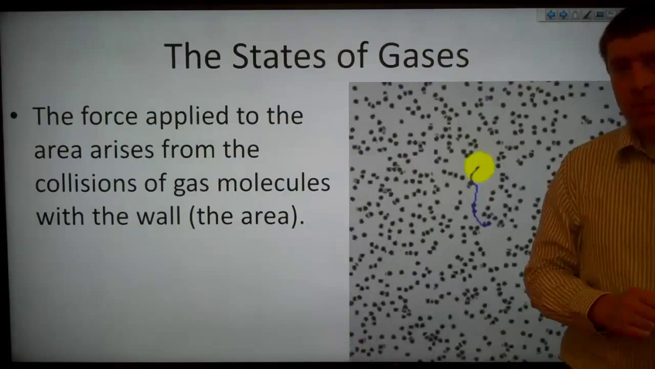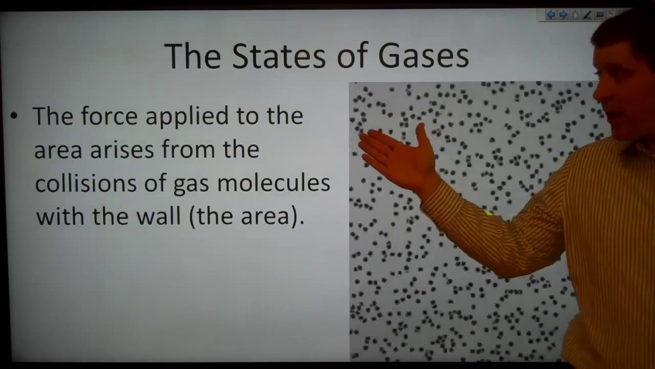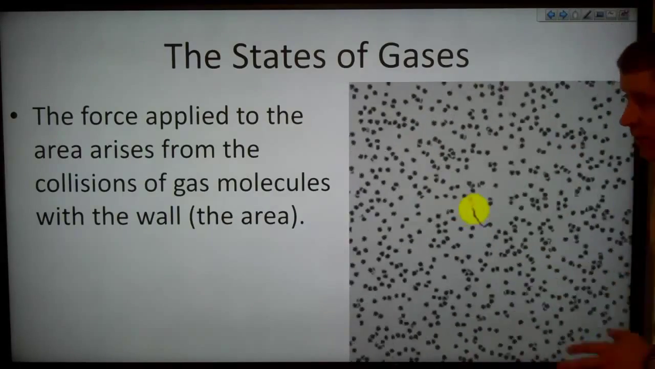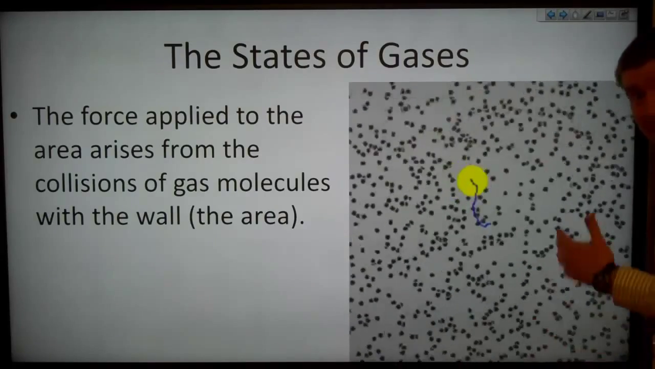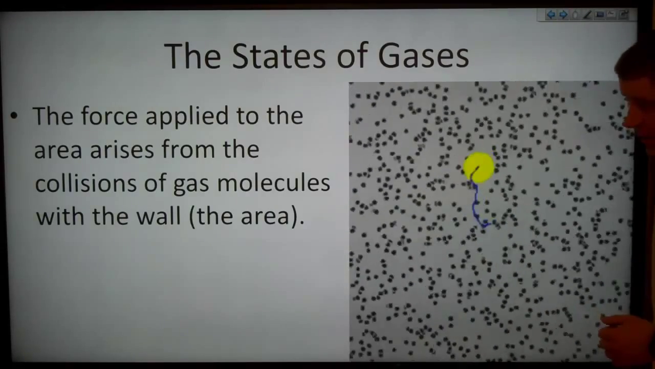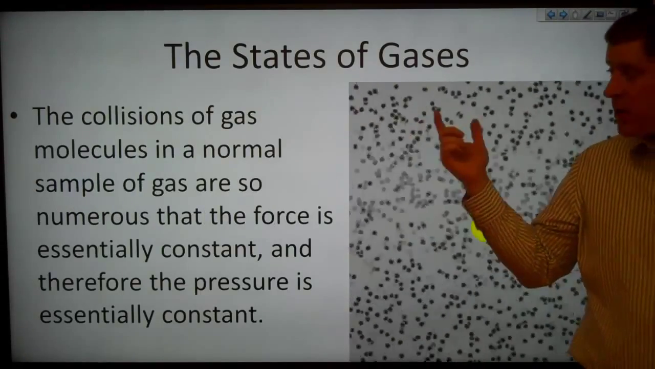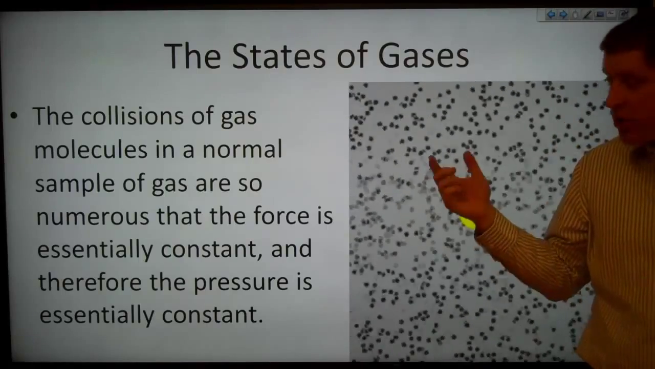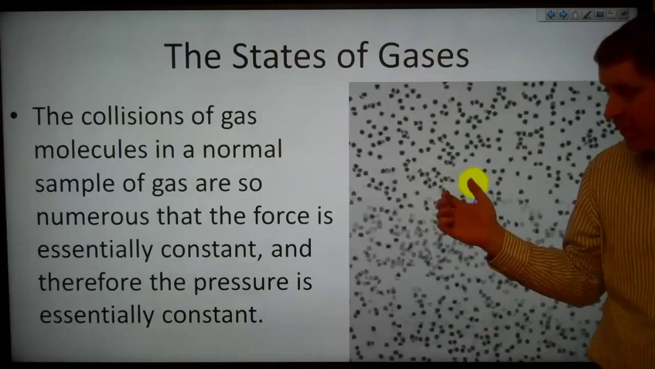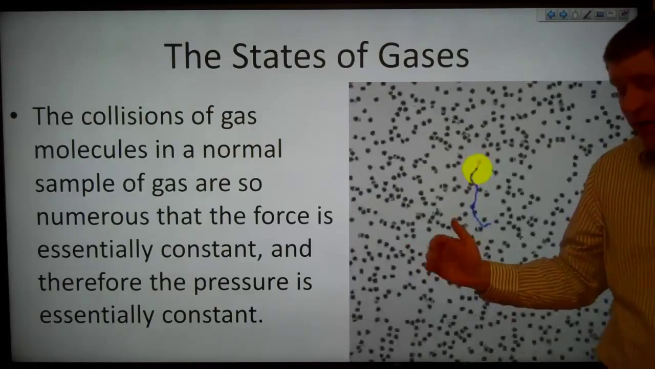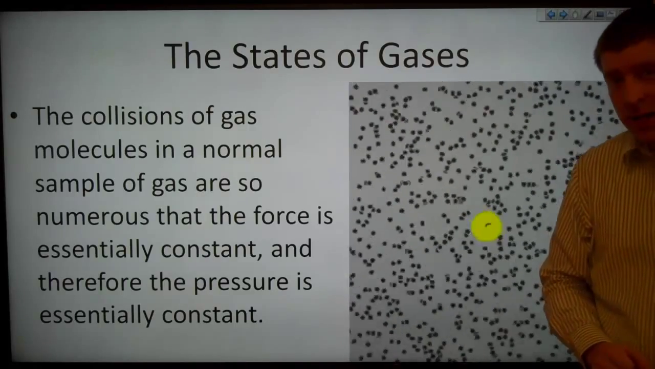So that force applied to the area for a gas is arising from those collisions of gas molecules with the wall. That's the area that we're concerned with here. Now, the collisions of gas molecules in a normal sample of gas are so numerous that the force is essentially constant over time, and thus the pressure is essentially constant over time.